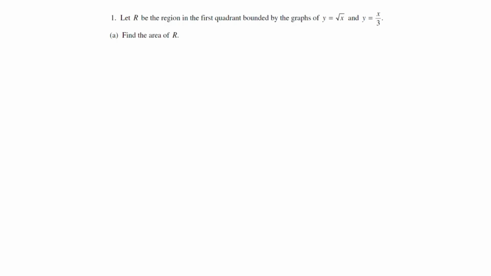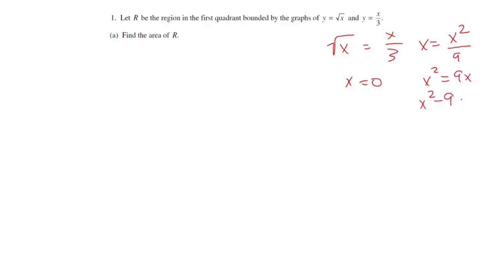Now, I'm going to do it by hand, but we can see that obviously x equals 0 solves this, right? These both touch the origin, right? So we can say that's at x equals 0. And also, if we just square both sides of this, we get x equals x squared over 9, or basically x squared equals 9x. Or when you do x squared minus 9x equals 0, you get x times x minus 9. So the other place they intersect is at x equals 9.